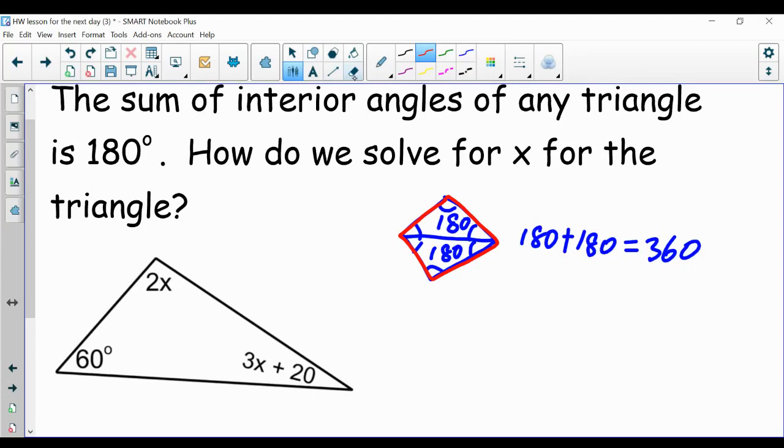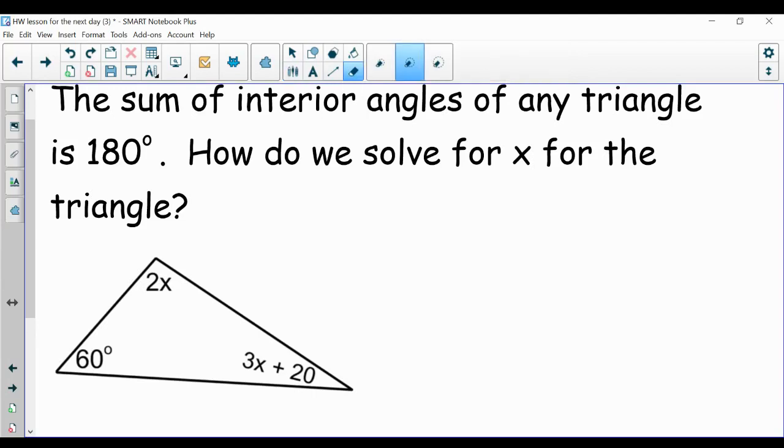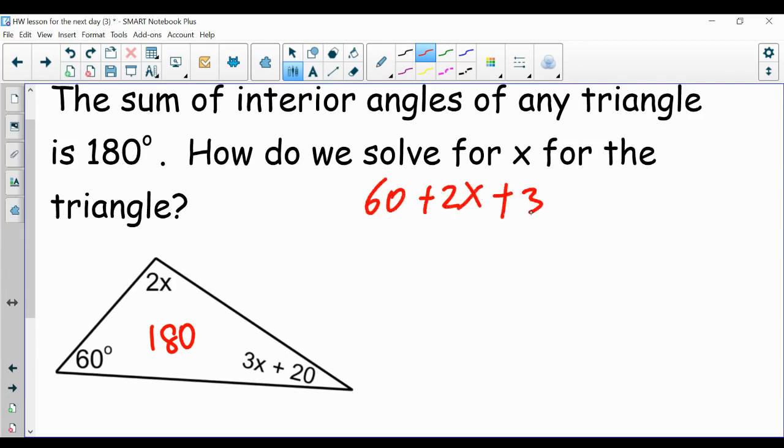Okay, so now let's solve this problem first. We have all the angles inside this triangle: 60, 2x, and 3x plus 20. They add up to 180 degrees. So we just set up an equation, add them all up equal to 180. That's it. 60 plus 2x plus 3x plus 20 equals 180. Now I hope everyone pauses the video and tries on your own. The more practice you do solving equations, the better you get. Please pause it.